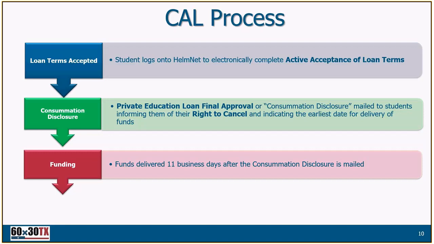Once the loan approval disclosure is sent, the student logs on to HelmNet and electronically completes the active acceptance of loan terms, so they're acknowledging that they still want the loan. Then something called a consummation disclosure, and the actual name of the form that they see is a private education loan final approval, is mailed to the student, yet again, informing them of their right to cancel and indicating the earliest day that they can get the funds. And then once that's sent out, again, it goes through a process, and the funds are delivered 11 business days after it's sent in the mail.